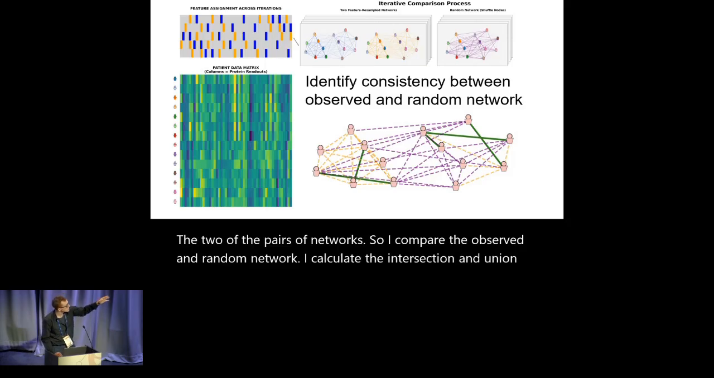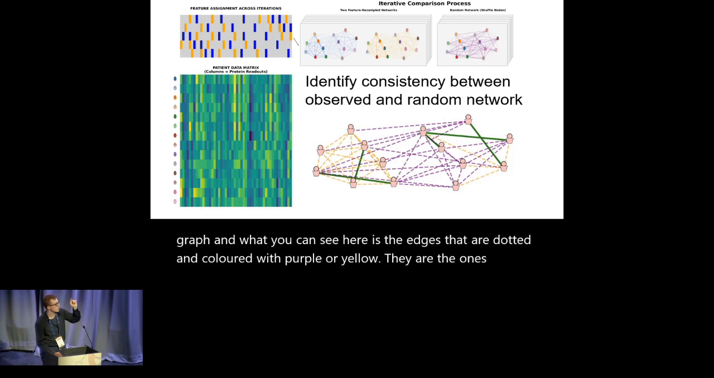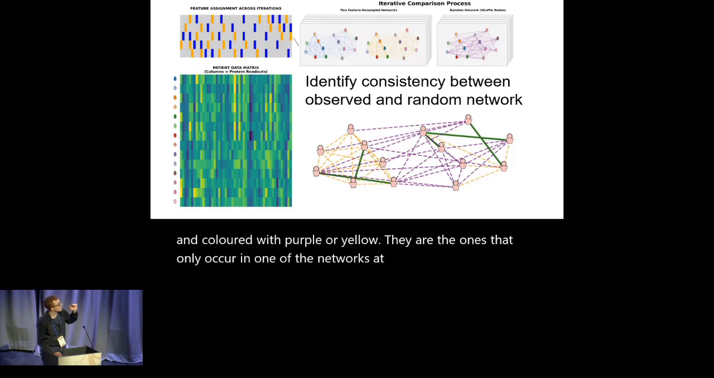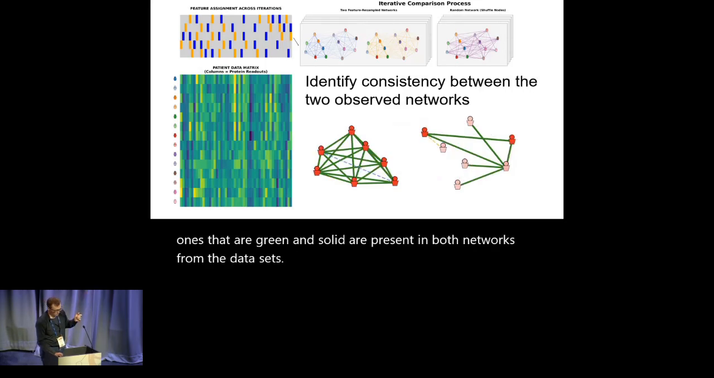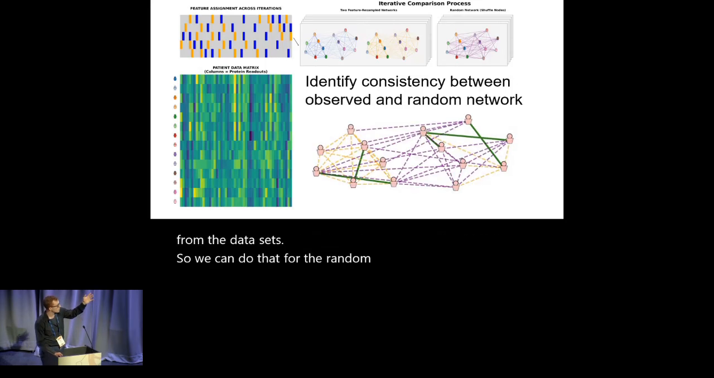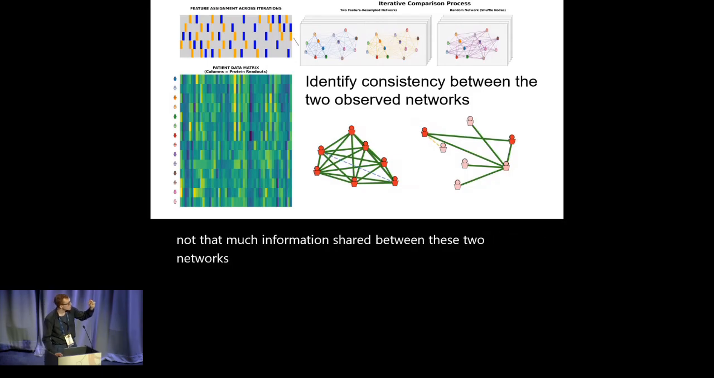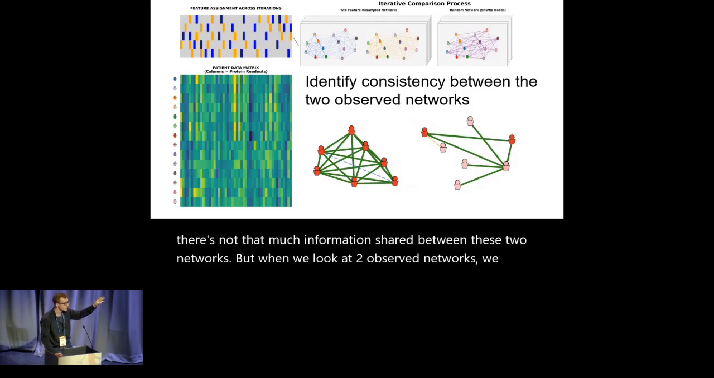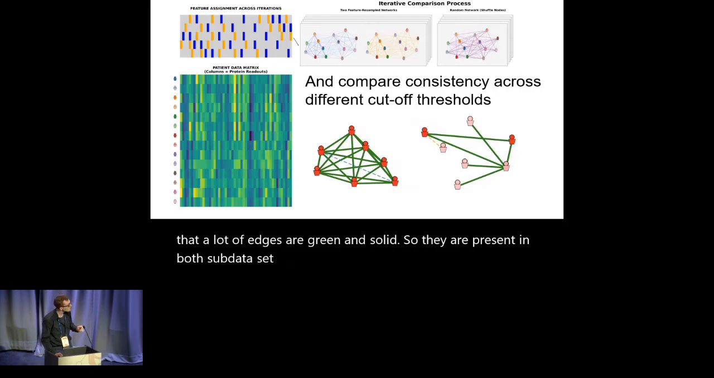And what you can see here is the edges that are dotted and colored with purple or yellow. They are the ones that only occur in one of the networks at a certain threshold. The ones that are green and solid are present in both networks from the perturbed datasets. So we can do that for the random networks and or comparison of random and observed network. And then we see that there's not that much information shared between these two networks. But when we look at two observed networks, we see that a lot of edges are green and solid, so they are present in both subdata set generated networks.